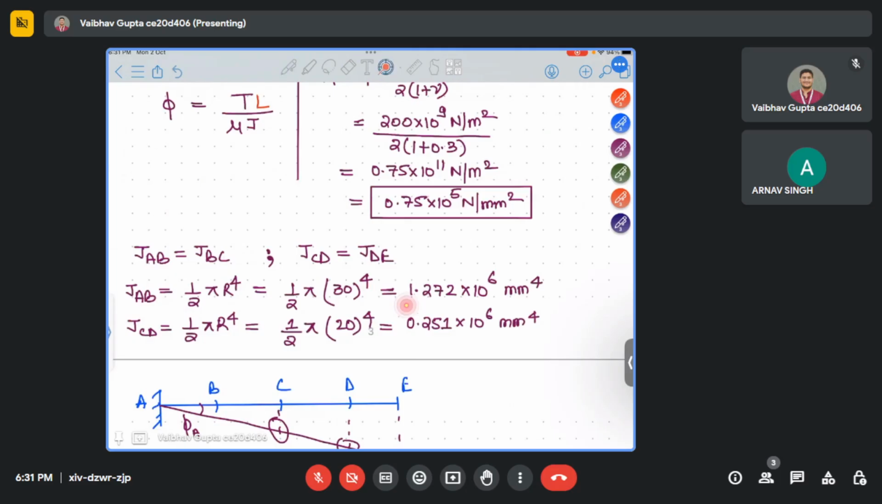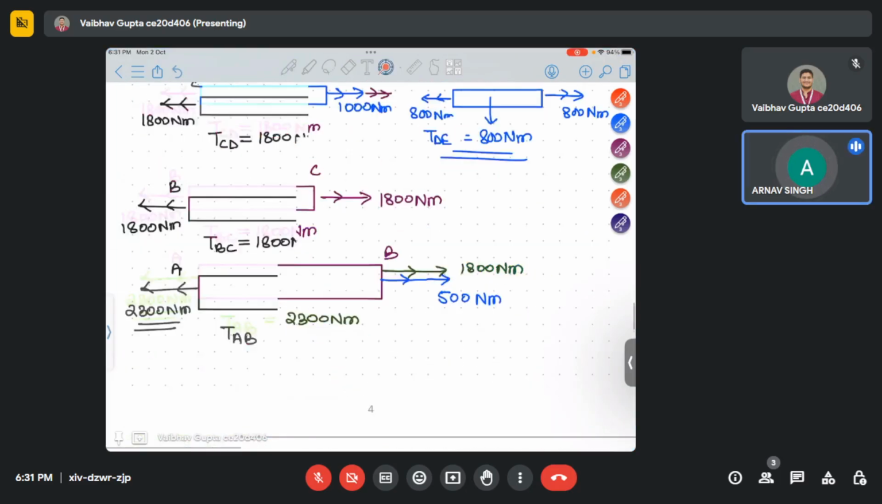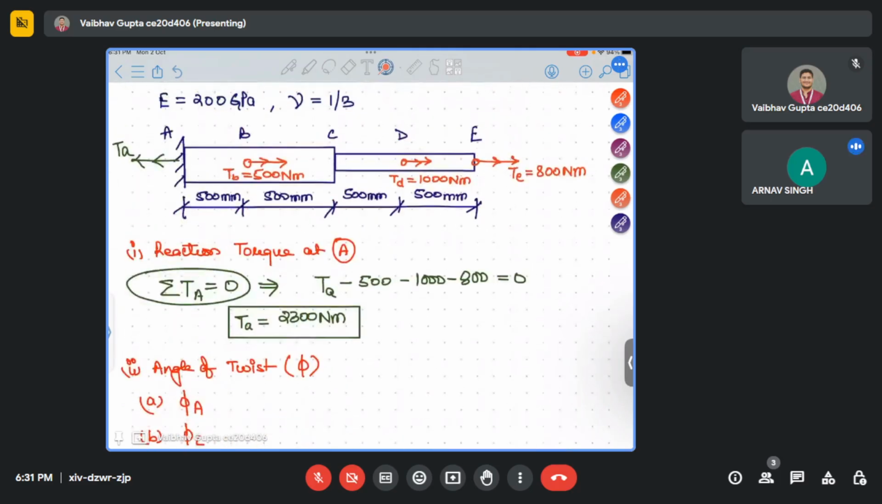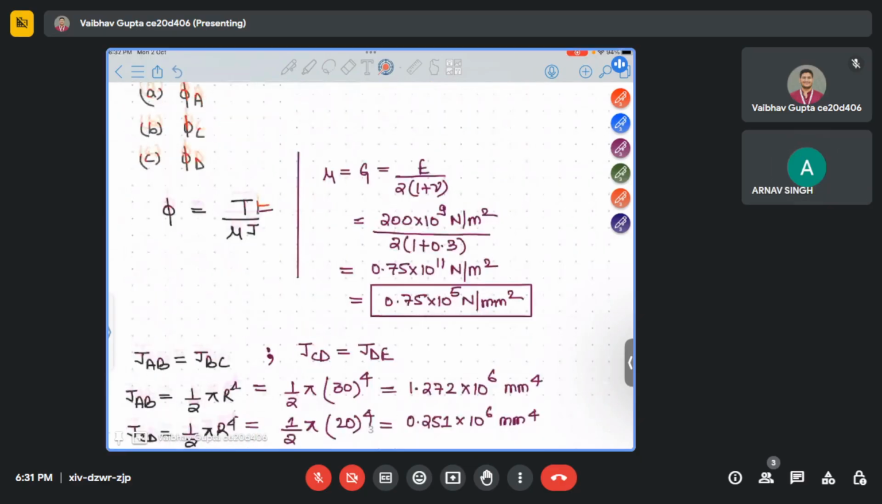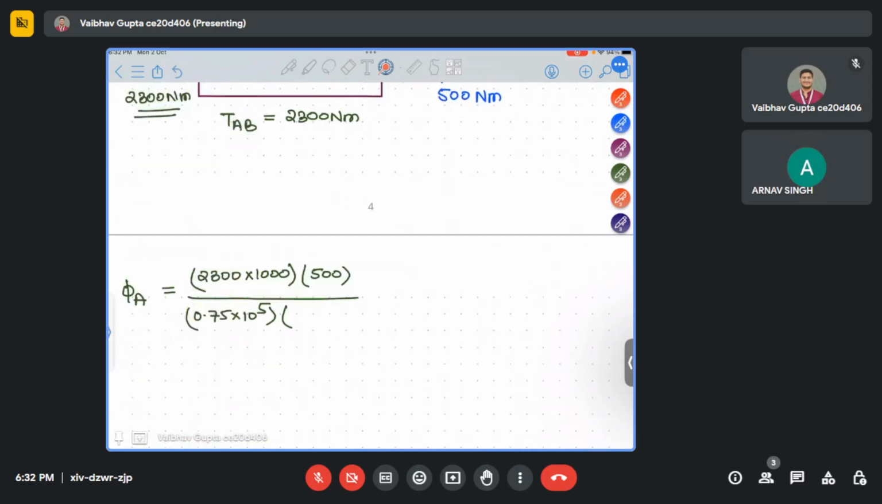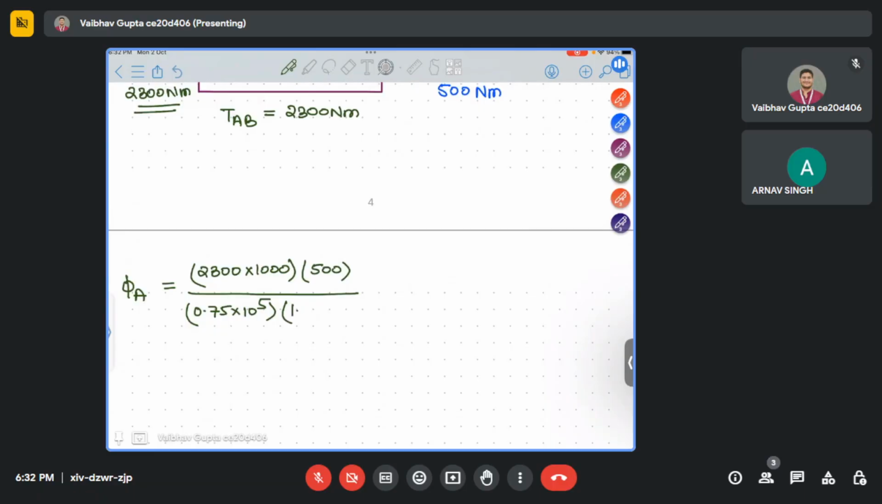Sir, but we haven't used L in this. L is given in the question, no? Sir, we didn't take it in this question. While calculating JAB, no L is required for JAB. Since a circular cross section is given, the formula is half pi R to the power 4. So now JAB is nothing but 1.272 into 10 to the power 6.